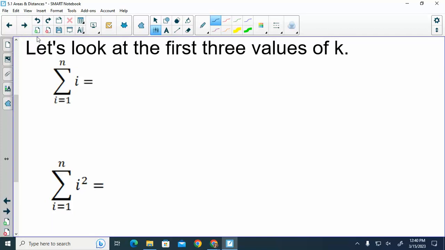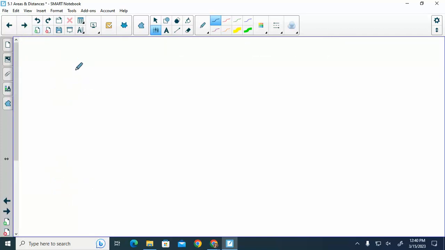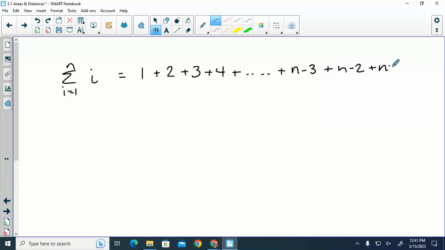So rather than just give you formulas, I want to explain to you where they come from, or at least the first one. So here's my little justification, and you don't have to write this down. If I'm adding this up, you have 1, 2, 3, plus 4, and it keeps going until we get to n, right? So we would have n minus 3, n minus 2, n minus 1, n. That would be the stopping point.